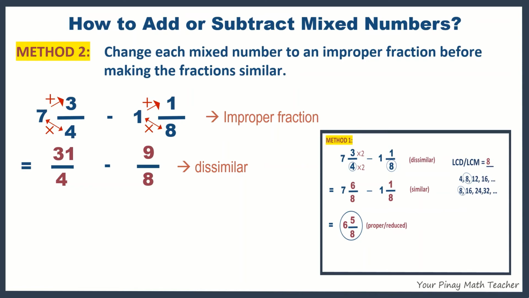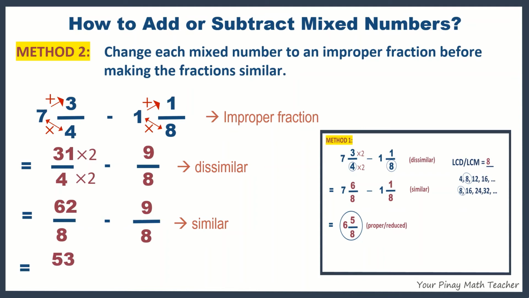The LCD of 4 and 8 based on our list on the right is 8. So multiply 4 in 31/4 by 2. Multiply also 31 by 2. In 9/8, we don't need to do anything because 8 is already the denominator. So we have 62 over 8 minus 9 over 8. They are already similar, so we can subtract them now. 62 minus 9, we get 53 eighths.